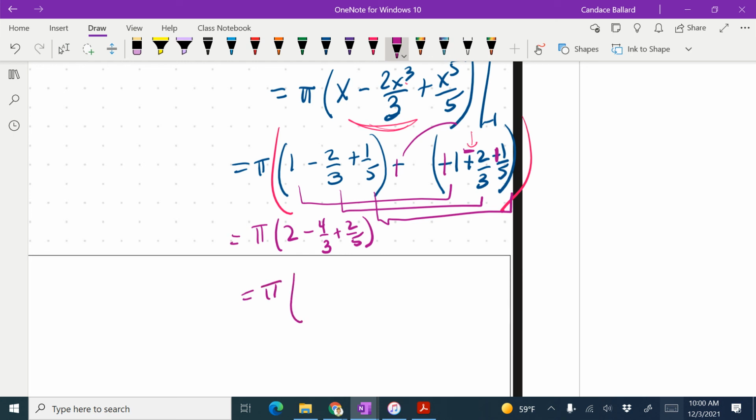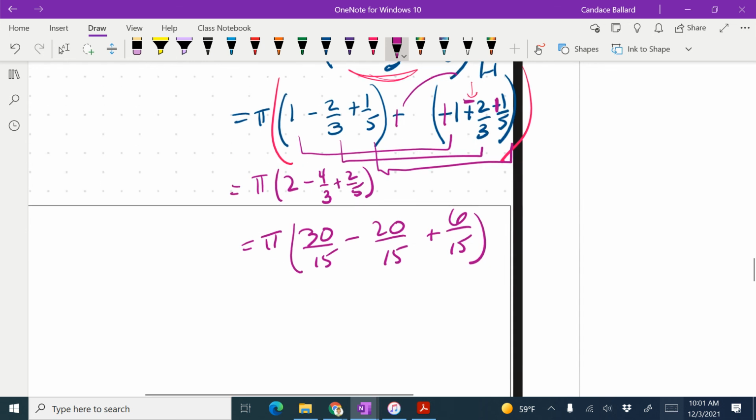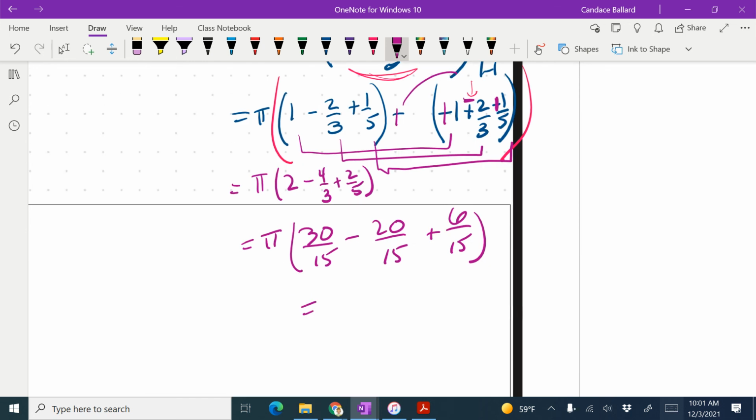All right, so I'm going to go to a common denominator of 15. All right, so that would be 30. Got to multiply by 5, so 20. Got to multiply by 3, so 6. 16/5, is that right? Make sure I'm doing my arithmetic right. Sorry, 16/15 pi. See if I did it the same way last year. Yep, got the same thing I got last year. Okay, so not so bad.